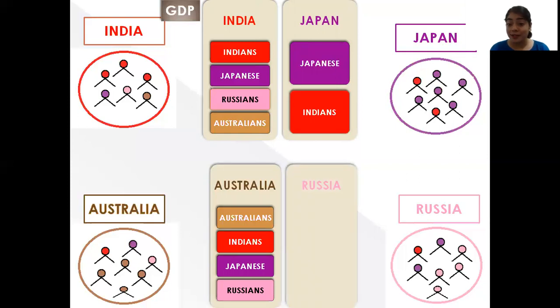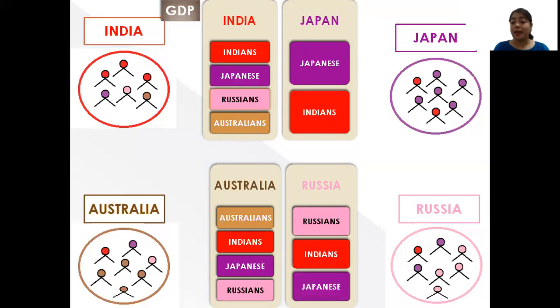And the last is Russia's border. In Russia's border, Russians are there, Indians and Japanese. They're working and they are producing goods and services within the border of Russia. So the gross domestic product of Russia will be based on these three countries' contribution because it is still in the border of Russia. So GDP, in short, is the measure of all the goods and services produced within the border of a country, whether it is done by the residents of that country or other countries' residents.